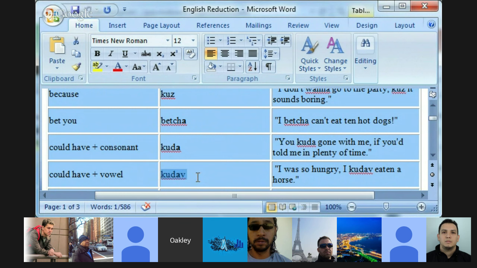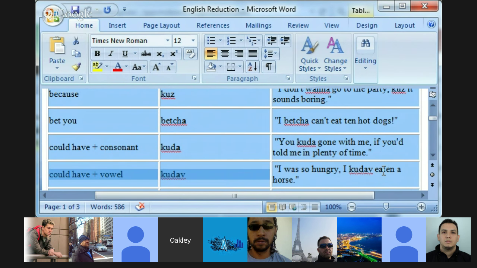So this, could have. Right. So try the example. I was so hungry. I could have eaten a horse. Now the whole point of why we're changing our pronunciation from coulda to could've is because of the following sound, the consonant sound, coulda gone. The whole reason we're doing that is so we can join it very, very closely with the next word. You coulda gone.